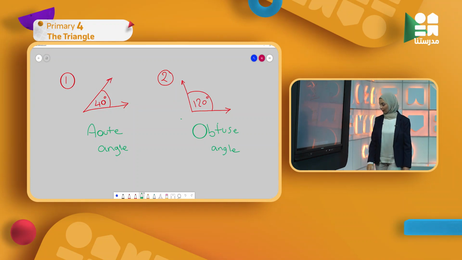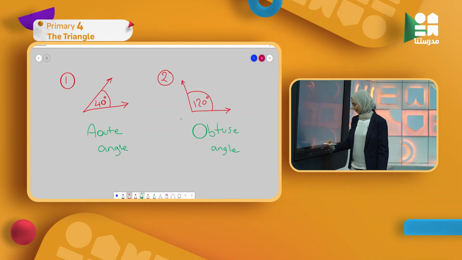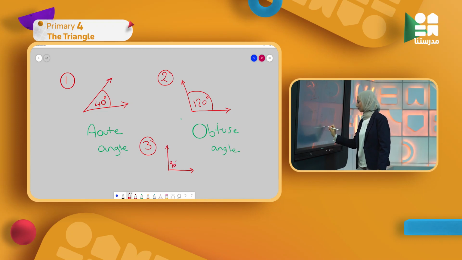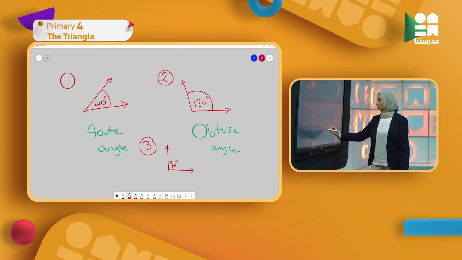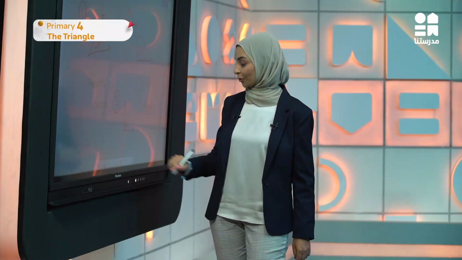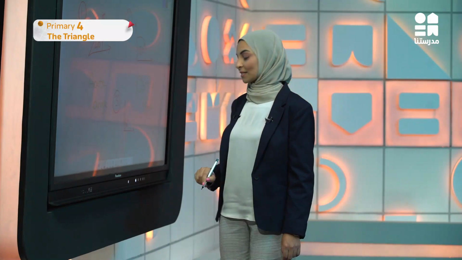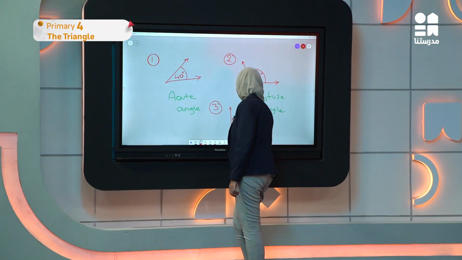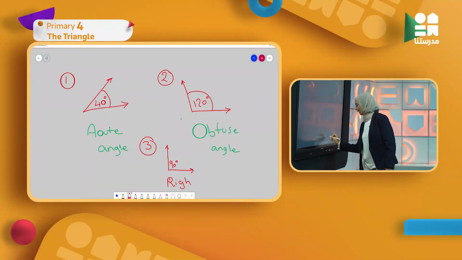Okay, let's see another one. Here, the third angle is 90 degree. 90 degree means what? Means that the two sides are perpendicular to each other. When the two sides are perpendicular to each other, they form 90 degree. 90 degree means that it is right angle.